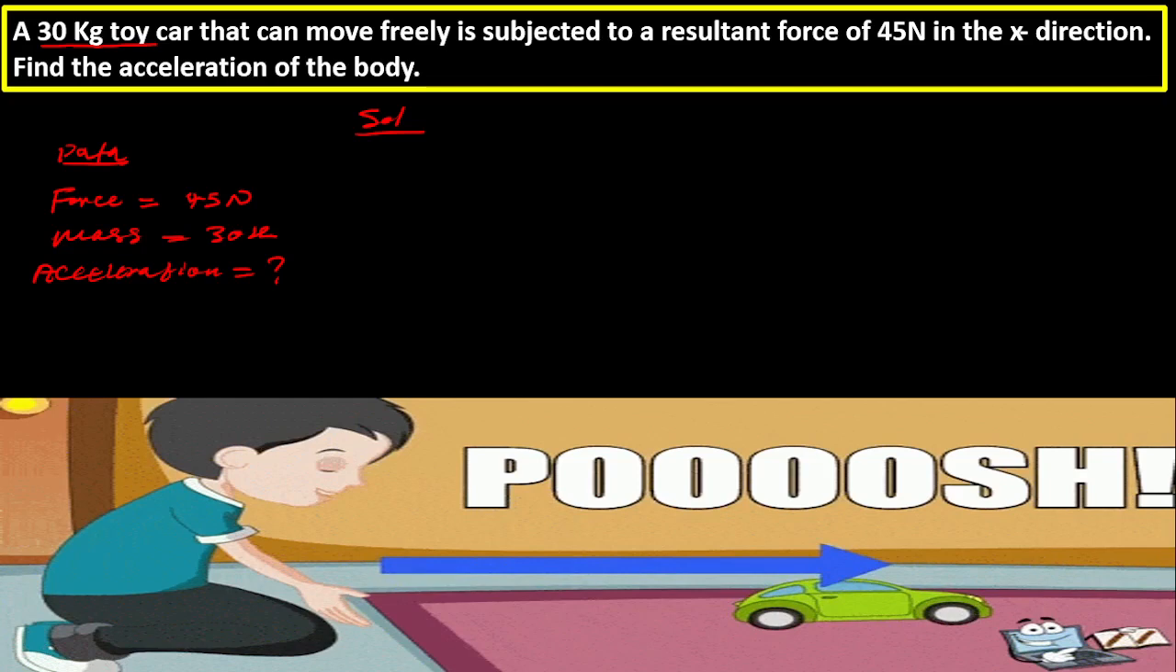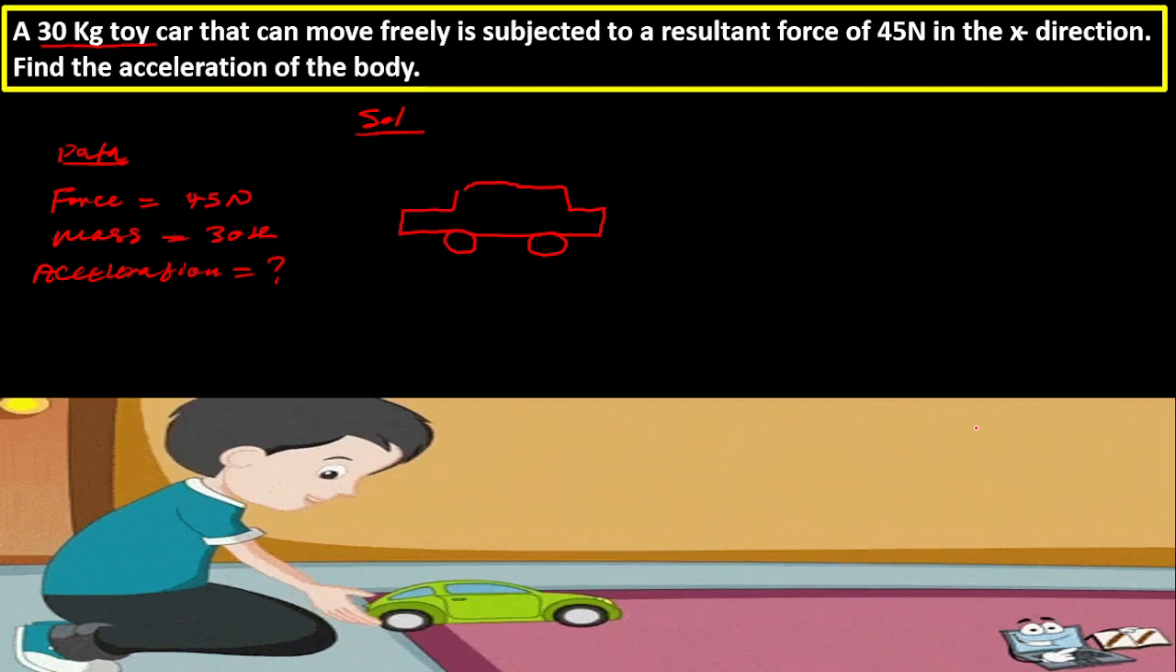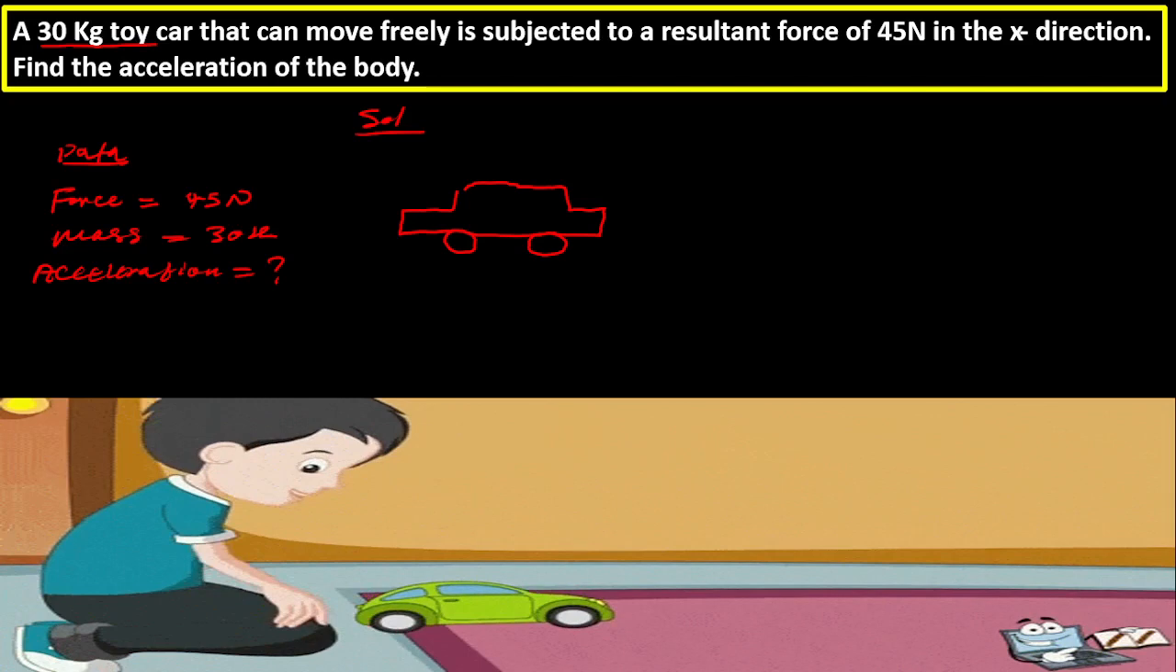In terms of the diagram, I can simply draw a car like that. This is our car, and this car is the one which has been pushed by a boy. First thing, as a physics student, you need to make sure that you are able to identify the forces acting on this particular object. There are many forces acting on it. You have the normal force, which is Fn. You also have the force due to gravity, which is just the weight.